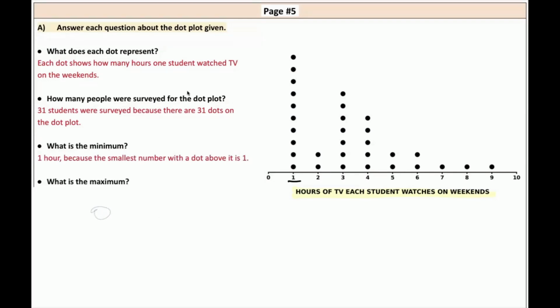All right, maximum. The maximum, if you said 10, that is wrong. The maximum is 9 because it's the highest number that has a data point above it. Next question.